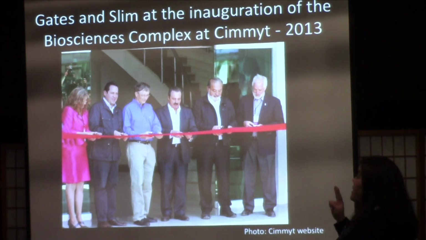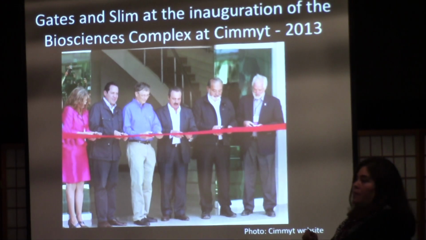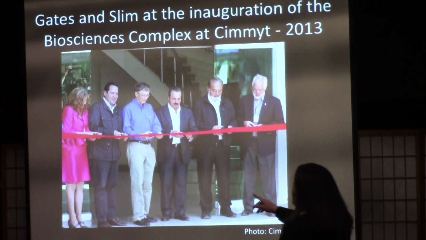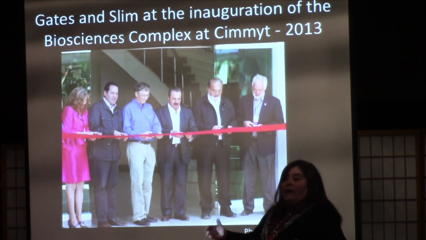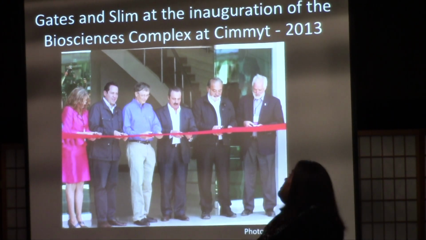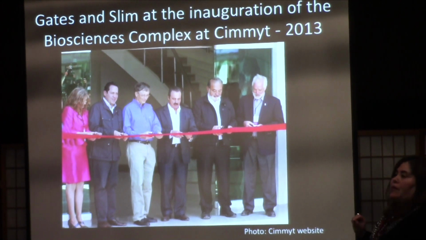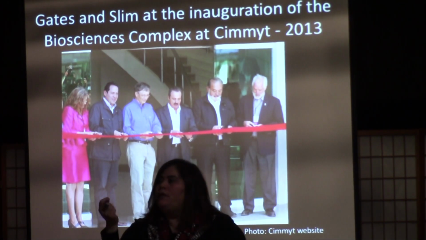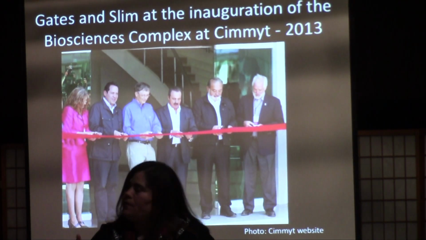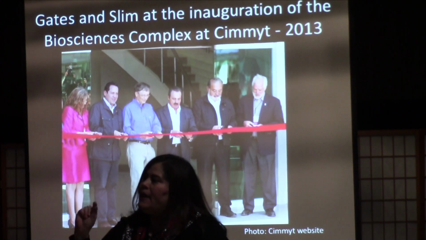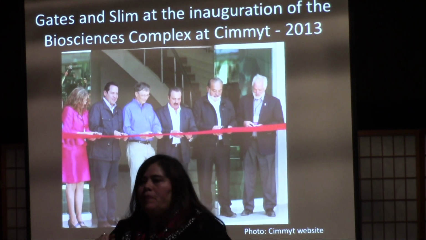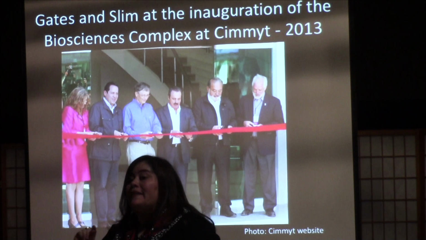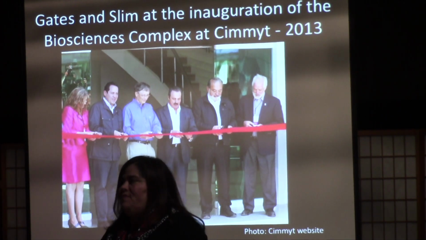In 2013, the two richest men in the world, Bill Gates and Carlos Slim, a Mexican, gave the money to Cimmyt to create a biosciences complex. And they gave the money to Cimmyt because they said, we need to design, let's see if this sounds familiar, a seed that will be capable of ending the world hunger that is coming because of climate change.